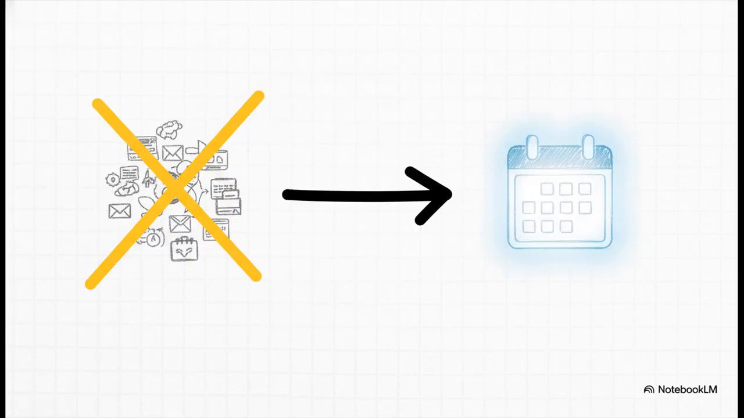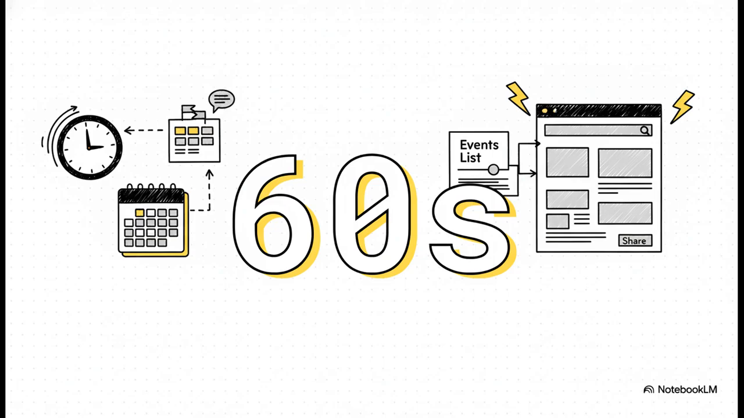But what if you could just ditch all of that? What if you could automate the entire process using a tool you already live and breathe in every single day? What if you could generate a complete, beautiful, shareable all events landing page, ready to go in just 60 seconds? Yeah, you heard that right. 1 minute. That's the promise we're going to unpack right now.